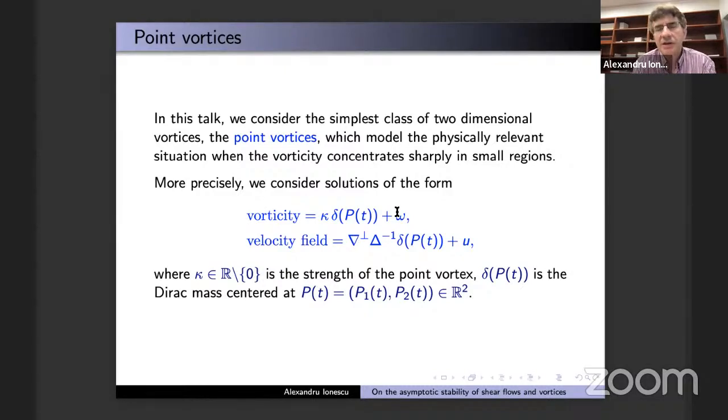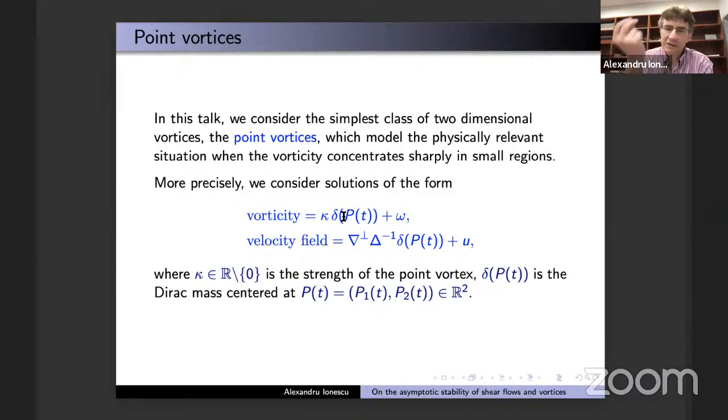So point vortices are delta functions. One can think that we have a delta function at the origin, and one can think of the delta function as a radial function, then that would be a stationary solution. And we are looking at solutions that are of the form a constant times a delta function plus a perturbation omega. So you have kappa times delta.